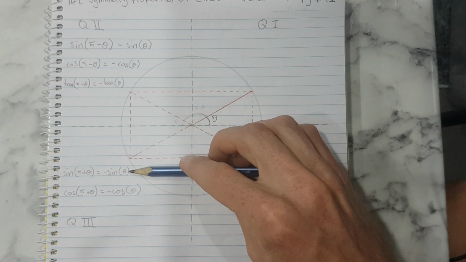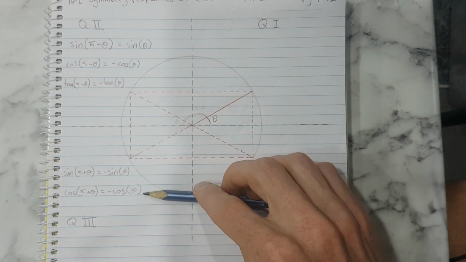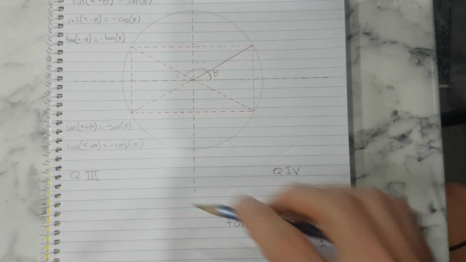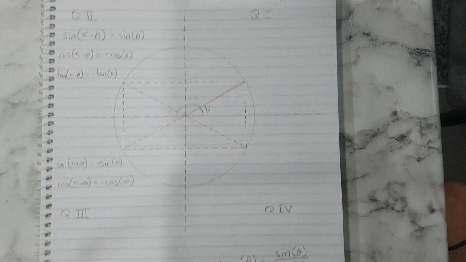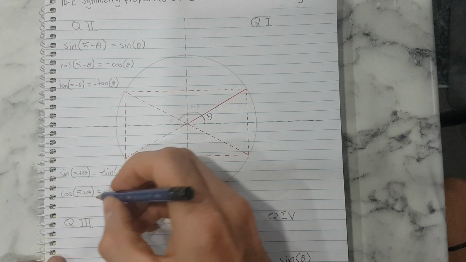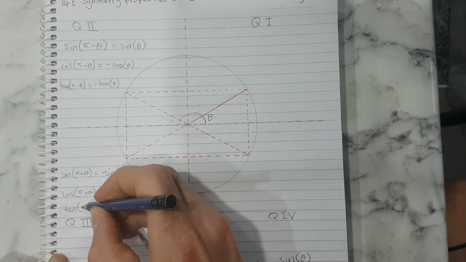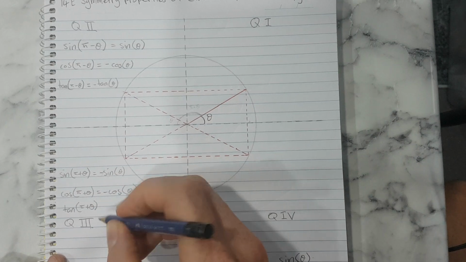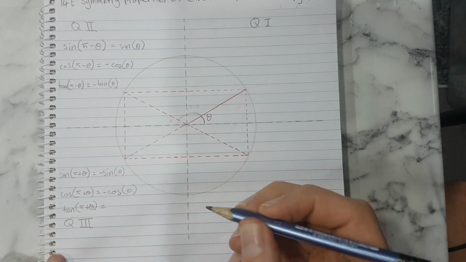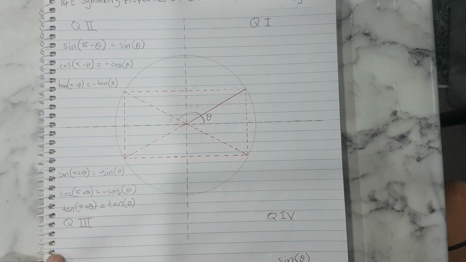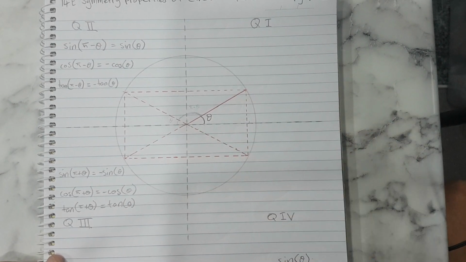And now we have sine is negative, cosine is negative. So when we divide sine by cosine, those negatives will cancel. So then we'll know that tan of pi plus theta is positive. So it's just going to be equal to tan theta, the same as the tan for here.